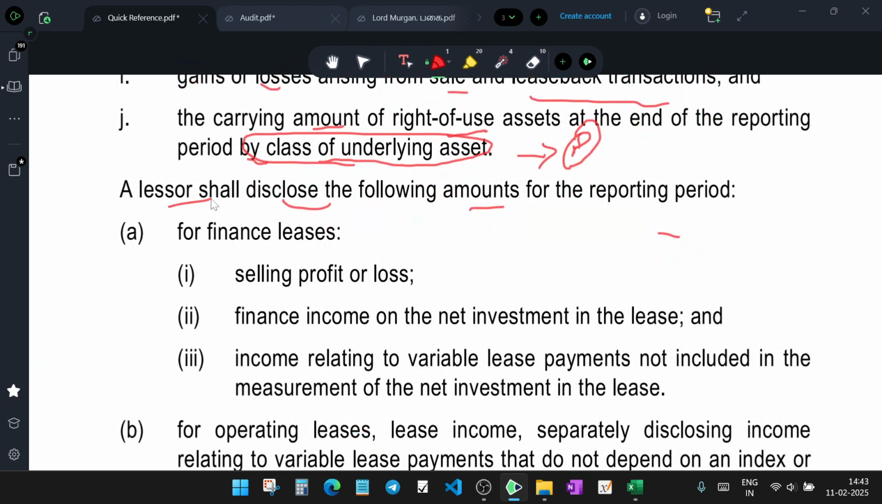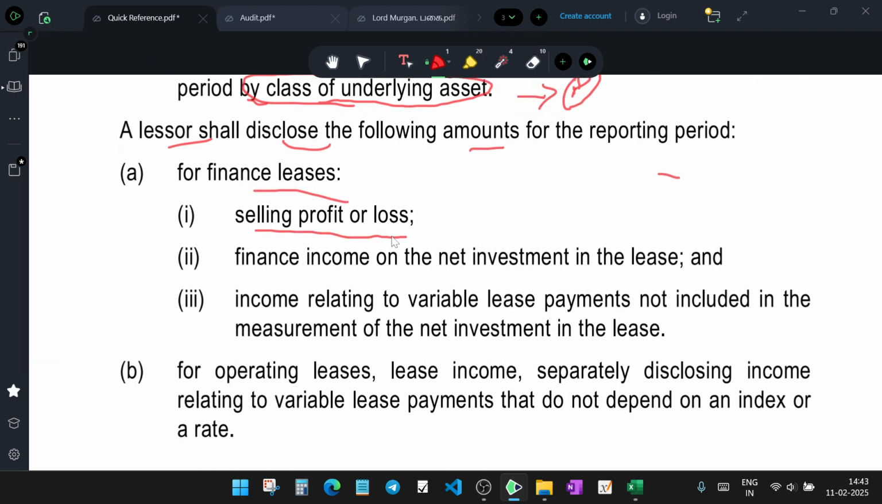Lessor, what does he need to do? Financial leases. Profit on selling, profit and loss. So on this investment, I am selling to receivable. On this transaction, this is my profit. Finance income as a net investment in the lease. So from doing this transaction, I have this much revenue.